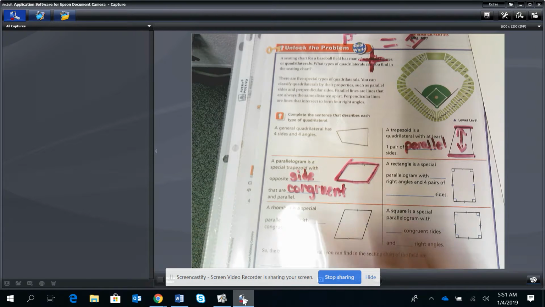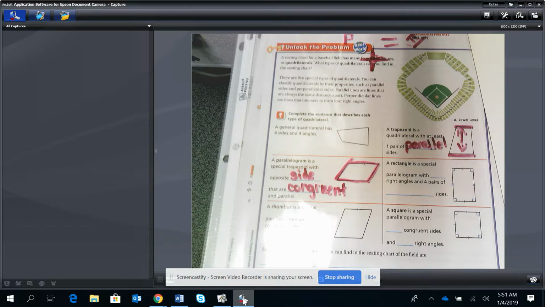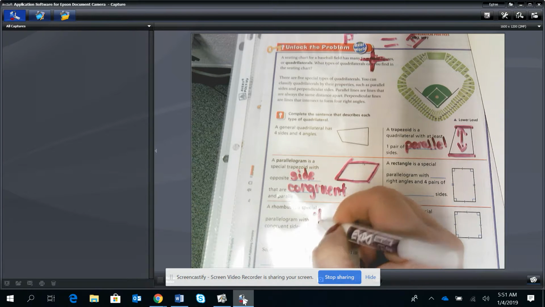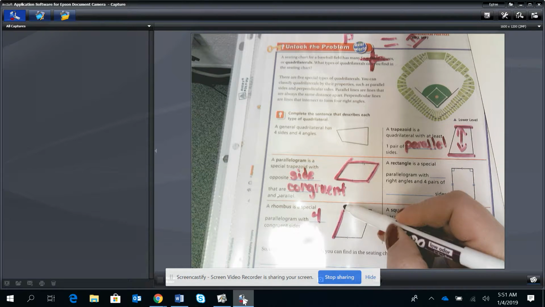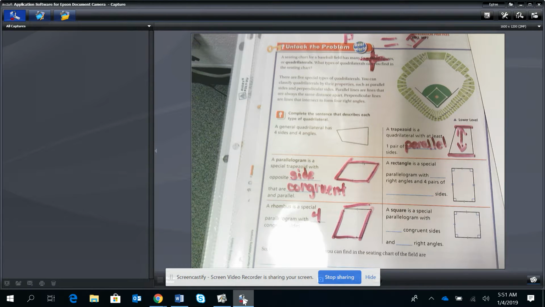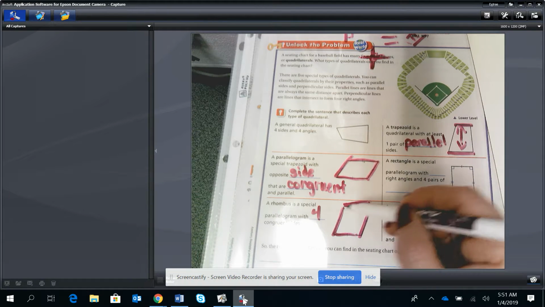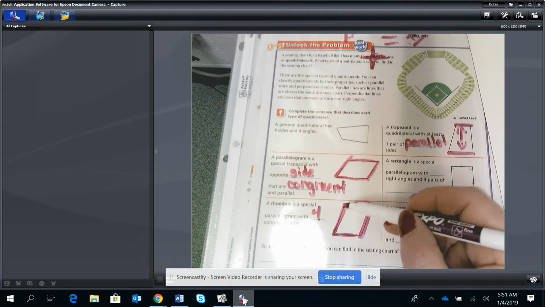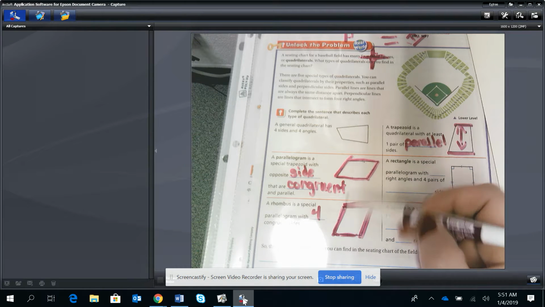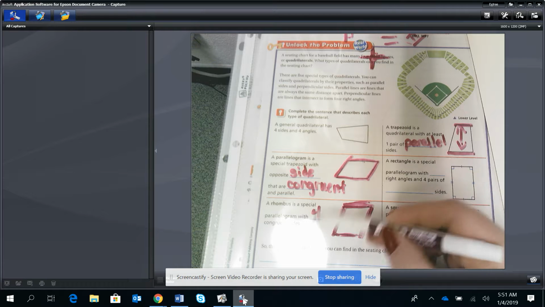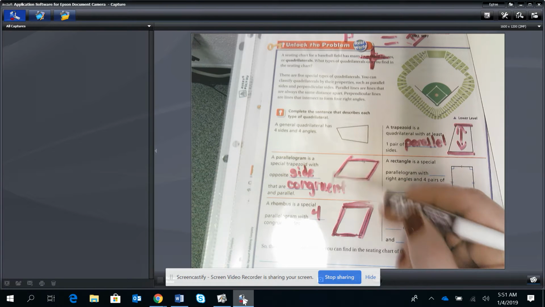Let's move down to a rhombus. A rhombus is a special parallelogram with 4 congruent sides. So that means all 4 sides are the same length. Congruent means same size, same shape, so same length. All 4 of them have to be that. So a rhombus can be a parallelogram, but a parallelogram can't be a rhombus unless it has all 4 sides congruent.